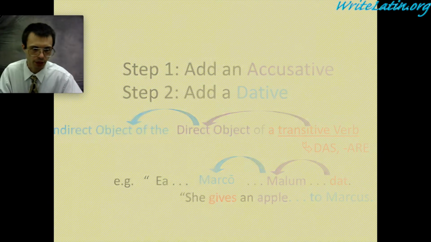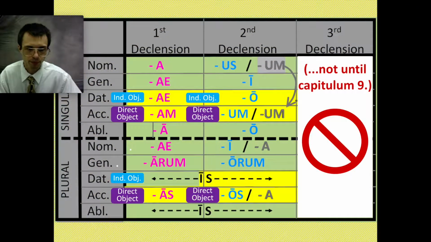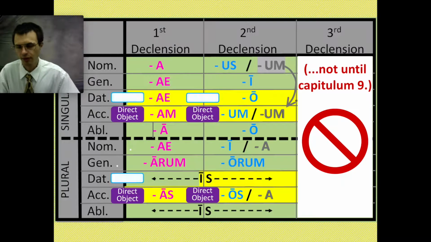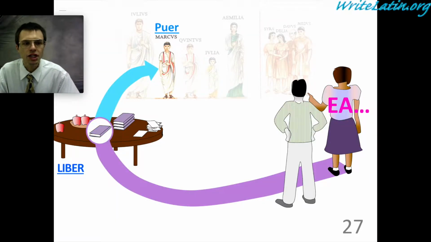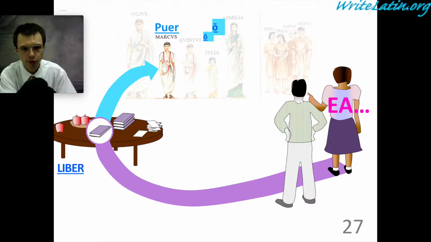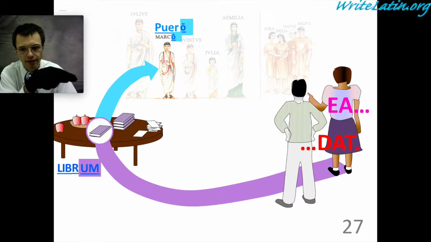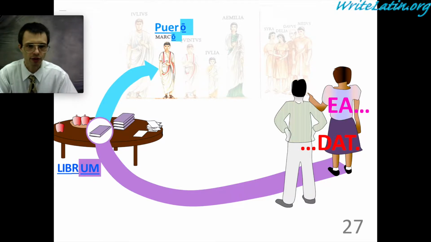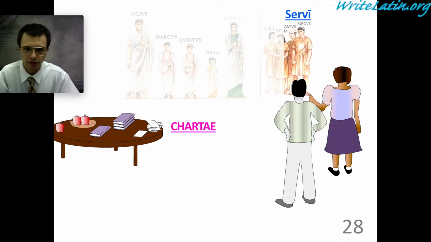So here we go. But this is just the same as what you did in the last part of the video. It's the same endings. So she gives a book to the boy. What would this be? Now first you do your dative, puero, then the accusative and the verb. Librum dat. See how that works? You kind of work backward down the chain. Ea puero librum dat.